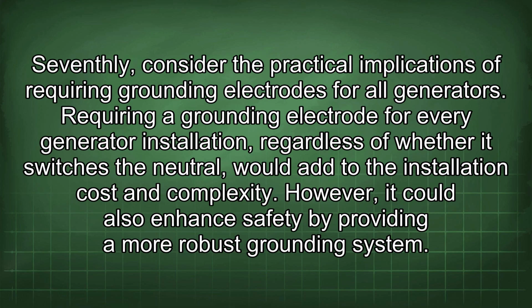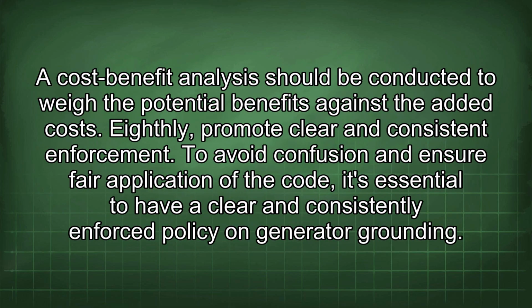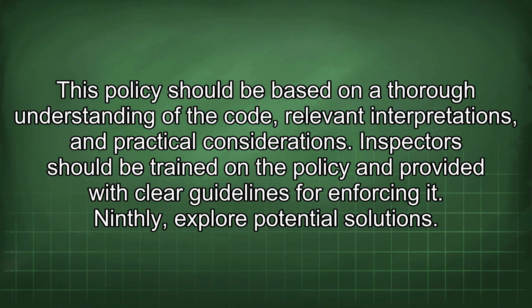Seventhly, consider the practical implications of requiring grounding electrodes for all generators. Requiring a grounding electrode for every generator installation, regardless of whether it switches the neutral, would add to the installation cost and complexity. However, it could also enhance safety by providing a more robust grounding system. A cost-benefit analysis should be conducted to weigh the potential benefits against the added costs. Eighthly, promote clear and consistent enforcement. To avoid confusion and ensure fair application of the code, it's essential to have a clear and consistently enforced policy on generator grounding. This policy should be based on a thorough understanding of the code, relevant interpretations, and practical considerations. Inspectors should be trained on the policy and provided with clear guidelines for enforcing it.